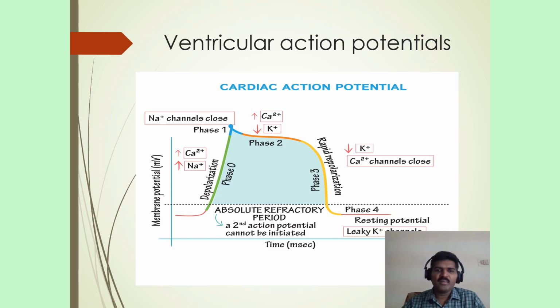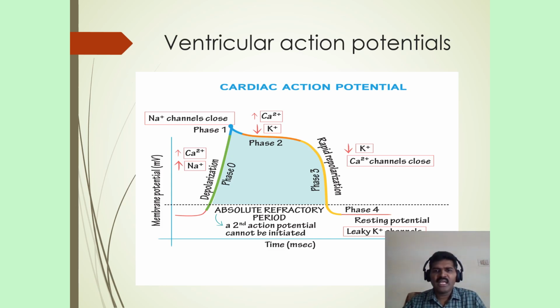So this is the resting potential. From resting potential, there is slow depolarization, and then a rapid phase of depolarization, which is the phase 1 depolarization. Phase 1 of depolarization is due to influx of sodium and calcium. It reaches a peak, and then there is plateau phase. Plateau phase is the phase 2, wherein there is continued influx of calcium and efflux of potassium.